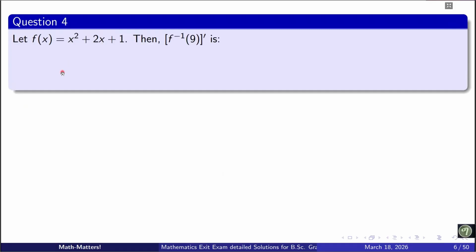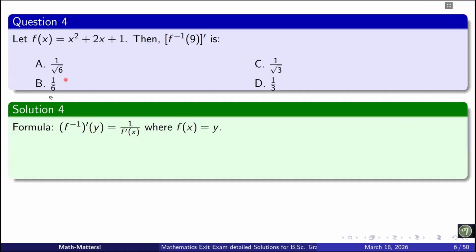Question number 4. Let f of x equal x squared plus 2x plus 1. Then we're asked to find the derivative of f inverse at 9. The alternatives are A: 1 over radical 6, B: 1 over 6, C: 1 over radical 3, and D: 1 over 3. So in order to select the right derivative of the inverse of the given function at this point, we have the formula, that's simply this one.